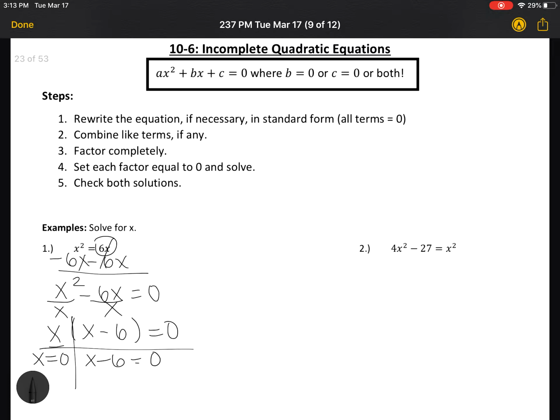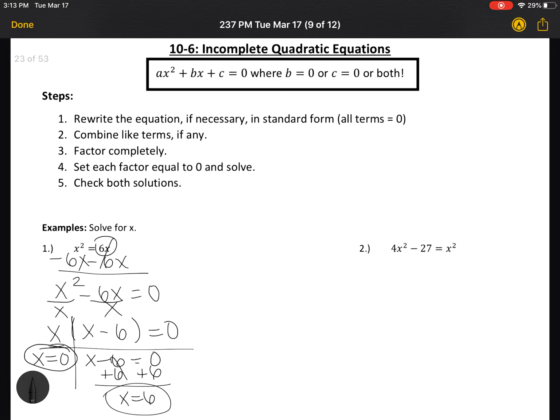Then your next step is just to solve for x. Notice that the left-hand side is already solved for x. You don't have any solving to do there. So one of your solutions is going to be 0. If I add 6 to both sides here, my other solution is going to be 6. And like I said, we could plug both of those into our original equation to check to make sure those are correct answers.